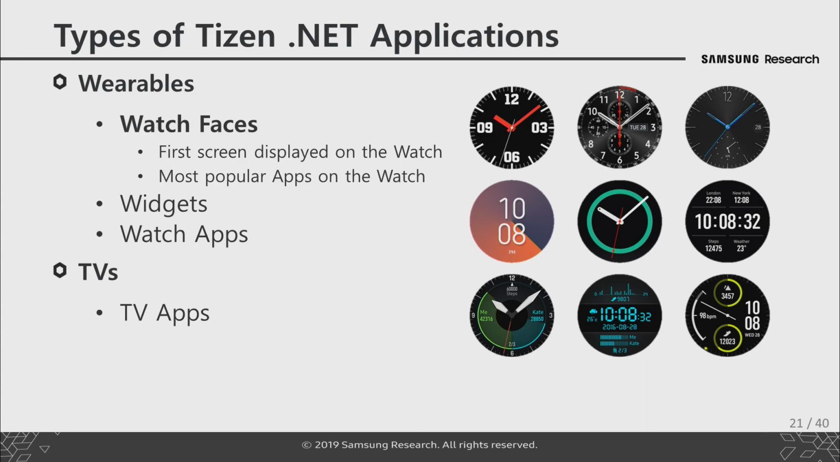And now let's take a look at what types of Tizen.NET applications we have. So first, wearable, we have 3 types of applications. That is watch faces, widgets, and watch apps. Watch faces are the first screen displayed on the watch. They are like the most popular apps on the watch. So if you go to the App Store, you can see the whole bunch of watch faces we have. So on the right, we have an example of the watch faces.